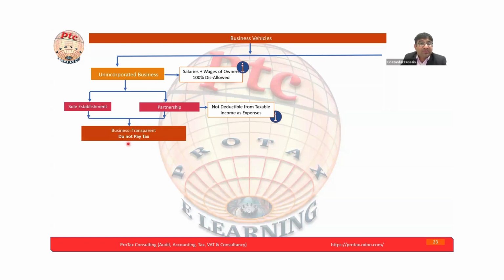Now, these businesses are transparent. Here is the important part: what is transparent? When we say unincorporated, in terms of law, the business and the owner of the business do not have a separate legal personality or entity. What does that mean? Whatever the liability of the business, the owner of the company is 100% liable. There is no limited liability.